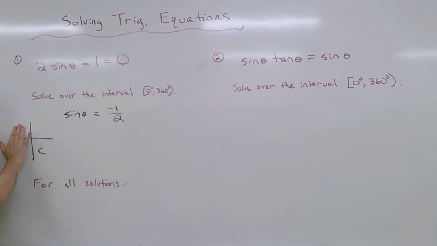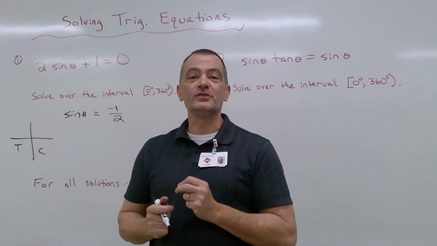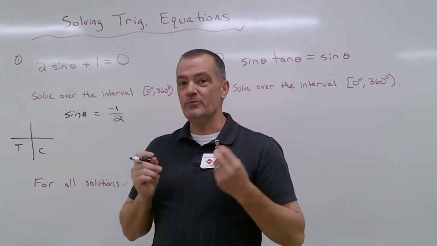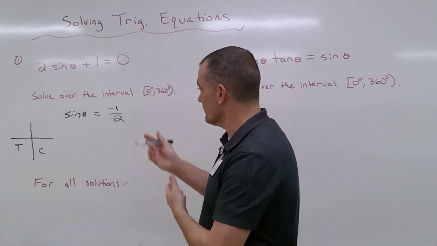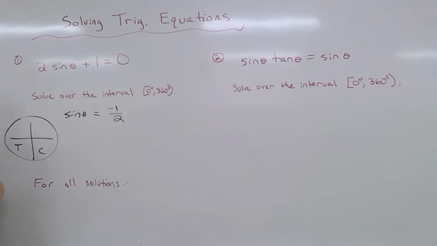So we know our solutions are going to come here. So the question is, where does that happen? Where on the unit circle is the y value equal to negative 1/2? That's really what we're asking ourselves. So in other words, we go around the unit circle and we look at it and we go, okay, where are my y values equal to negative 1/2?